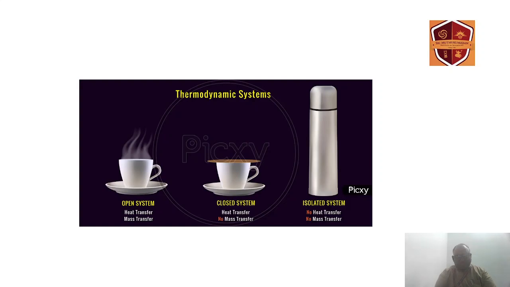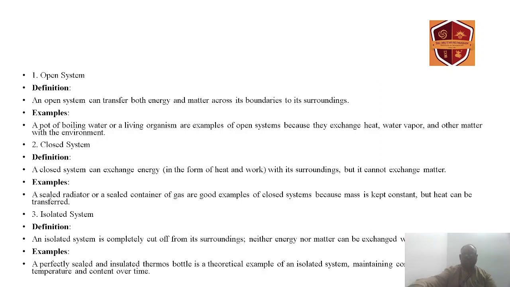The best example for an open system is an open cup and saucer in which heat transfer and mass transfer take place. For a closed system, when we close the boundaries of the cup and saucer, no mass transfer takes place. For an isolated system, in a thermal flask, no heat transfer and no mass transfer take place. So we can give a simple definition for an open system: it can transfer both energy and matter across its boundaries to its surroundings.